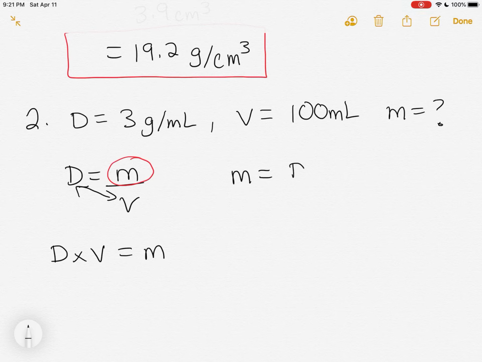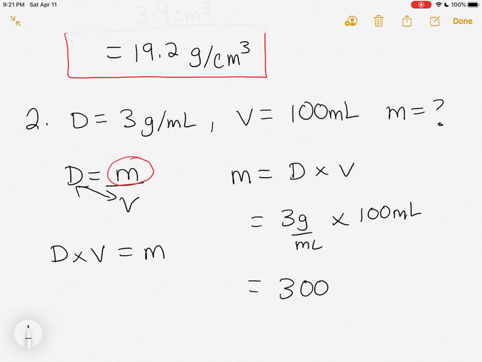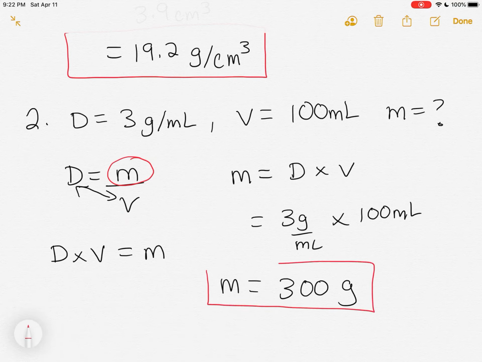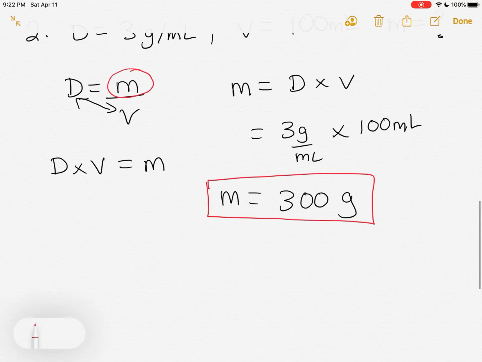And so then I get this formula that my mass is density times volume. So I'm going to take my density of 3 grams per milliliter and multiply it by my 100 milliliter volume. So I'm going to get 300 grams as my unit here. This is mass, and so that's going to be my final answer. In order to calculate mass, we're going to take our density times our volume.